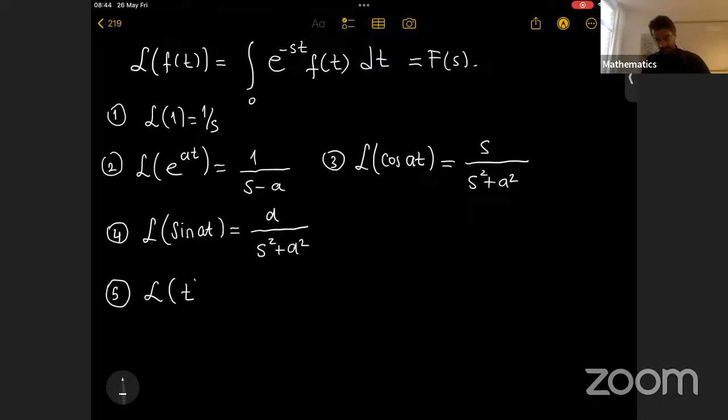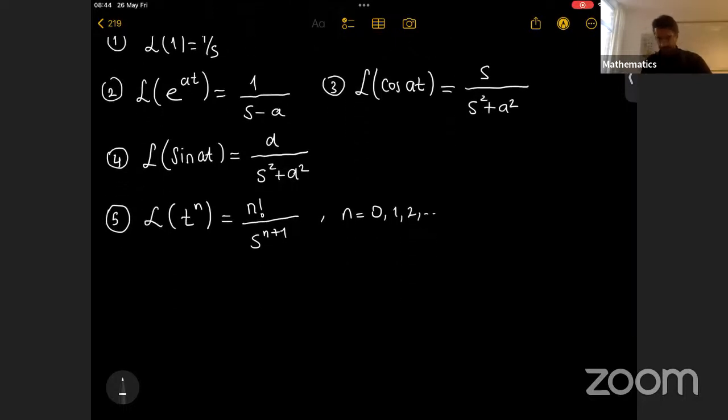Laplace transform of t to the n is n factorial over s to the n plus 1. Here n is like 0, 1, 2, and so on. It's a natural number. These are commonly used formulas for Laplace transform, and we had some rules like this.